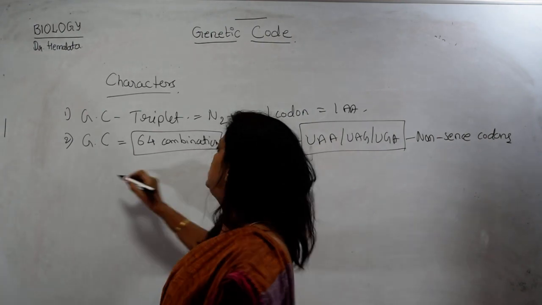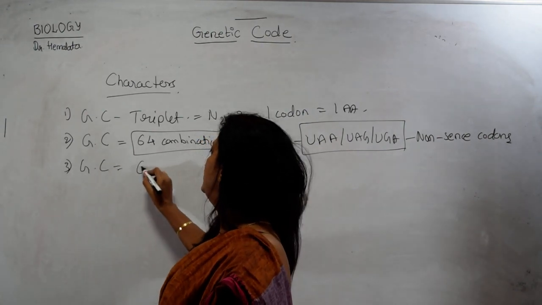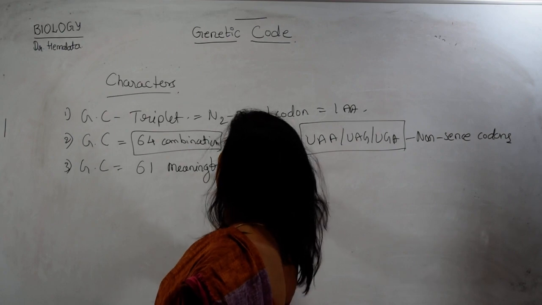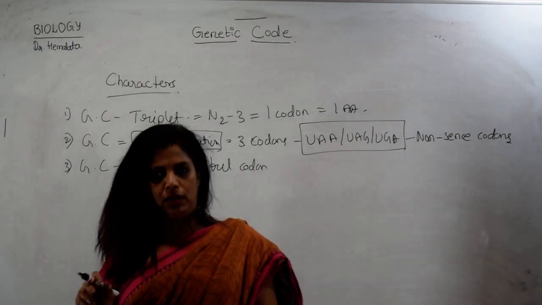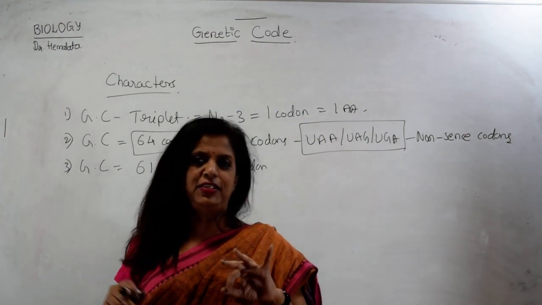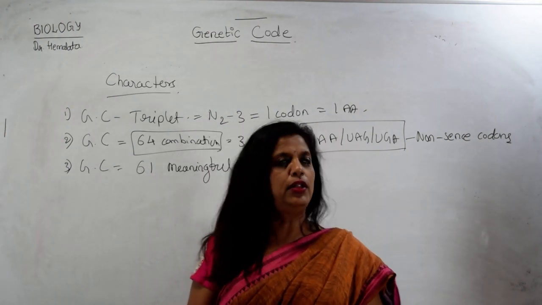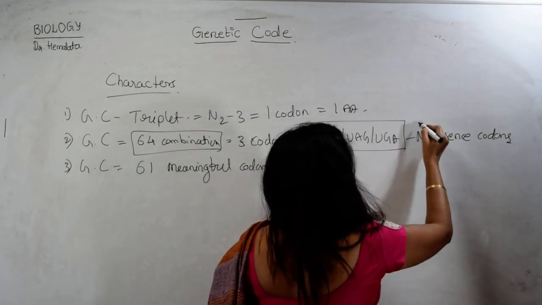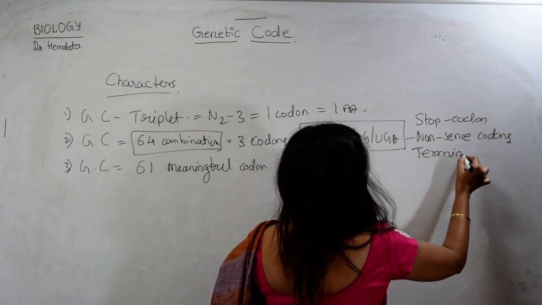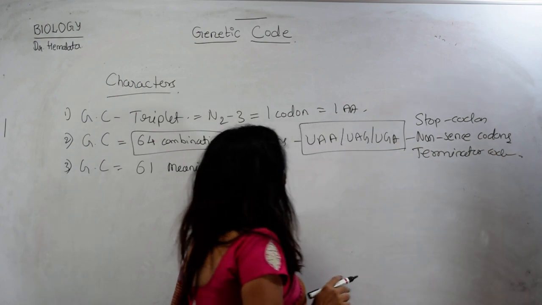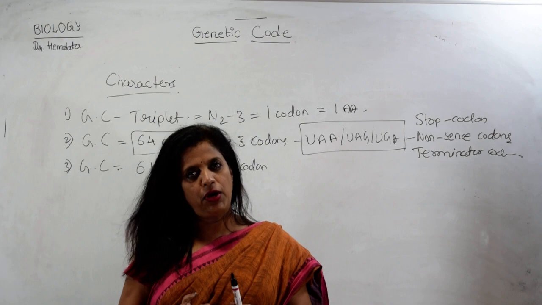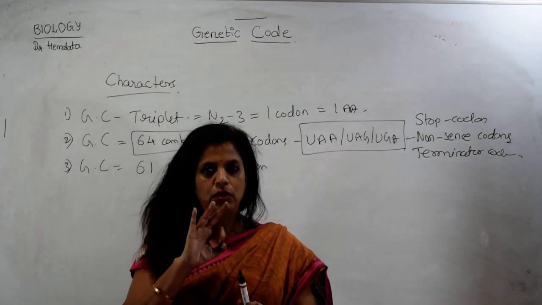Therefore, with this we get another characteristic: the genetic code has only 61 meaningful codons. I am talking about meaningful codons, which have a certain meaning for the amino acids. The remaining three are nonsense codons, also called the terminator codons or the stop codons. You are supposed to know all these other names as well. So among all the codons, the ones involved in the production of meaningful amino acids are only 61. Three are nonsense codons.